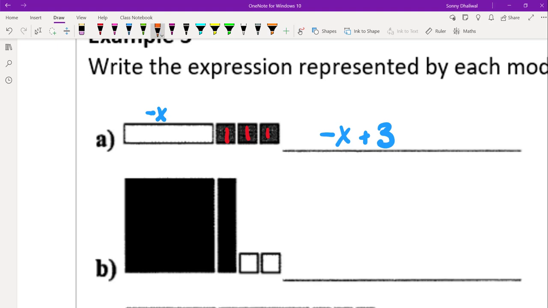How about the next one? What does this term represent? What term does that shape represent? The big square. Right? And the fact that it's black.